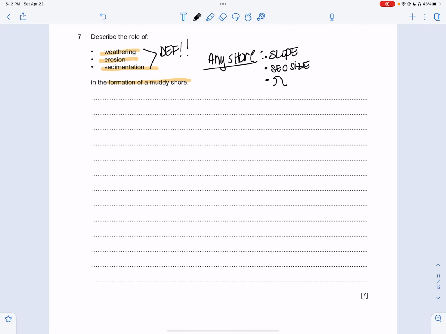What's the wave action like? What's the water movement? Is it constantly moving? Do you have high wave action? Or is the water still like it is in a muddy shore? And then a statement about the rate of erosion compared to sedimentation. So erosion is, we're essentially going to be thinking erosion is like how much wind and water are moving, predominantly water. Sedimentation is the opportunity for sediment to settle. They can't both be high.